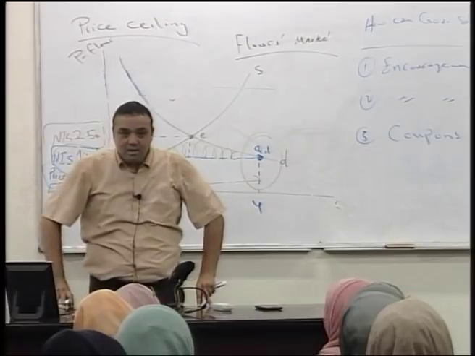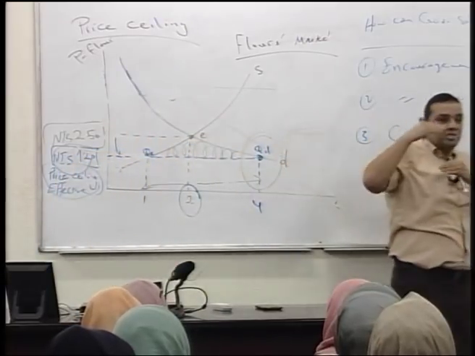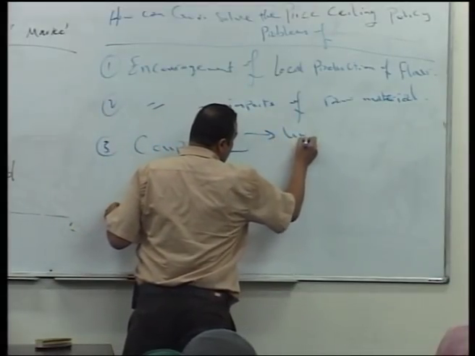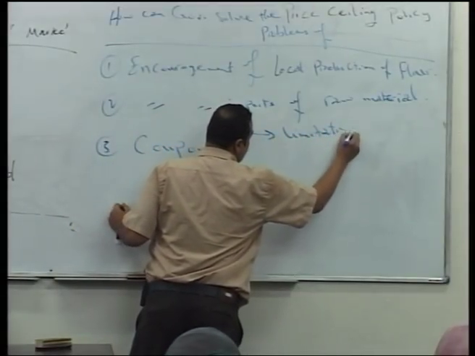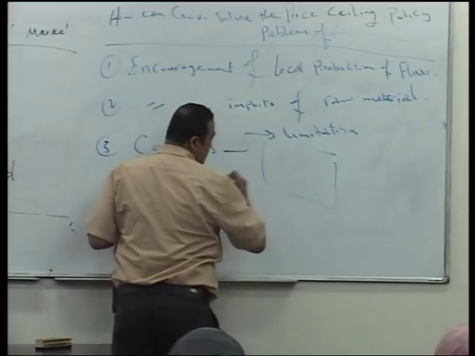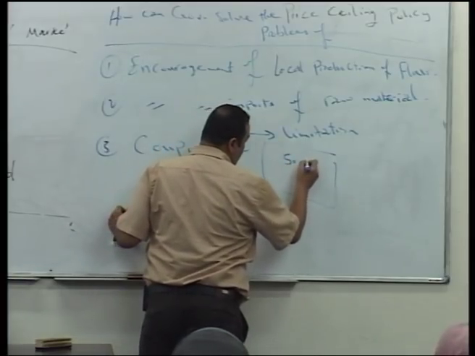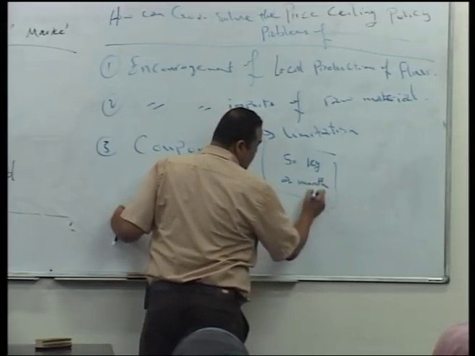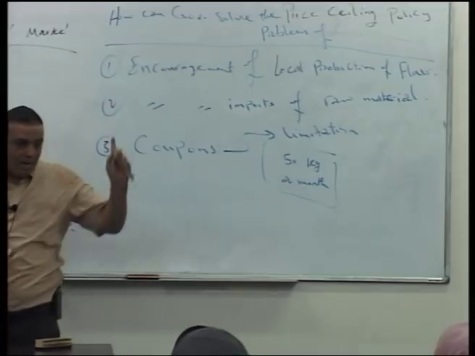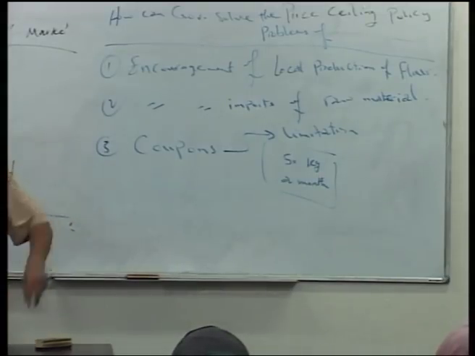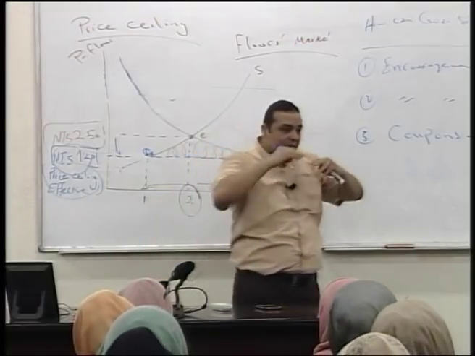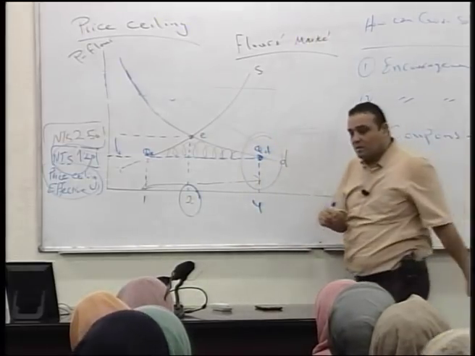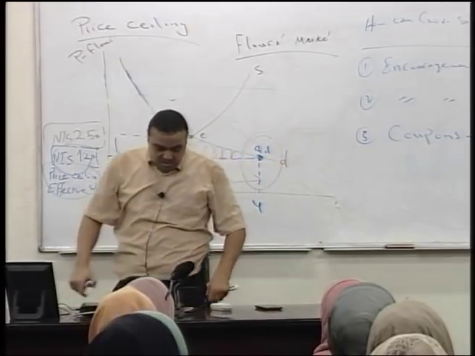Then what do the coupons do? They set a limitation: you can buy 50 kilograms a month only, instead of going to buy 20 bags, you get one and that's it. These coupons set a limited amount, okay? Okay, let's go to something else.